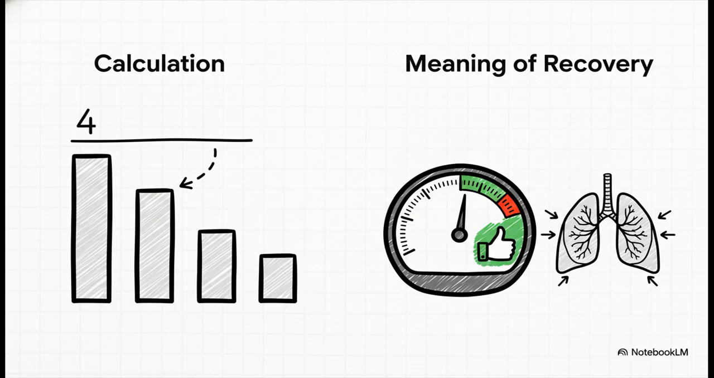So when a patient is recovering from the paralysis, we watch this ratio very, very closely. As it climbs back up towards 0.9, that tells us that muscle function is returning, and they're getting strong enough to protect their airway and to breathe on their own.